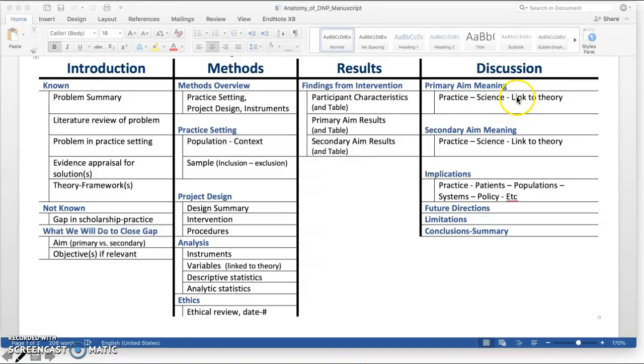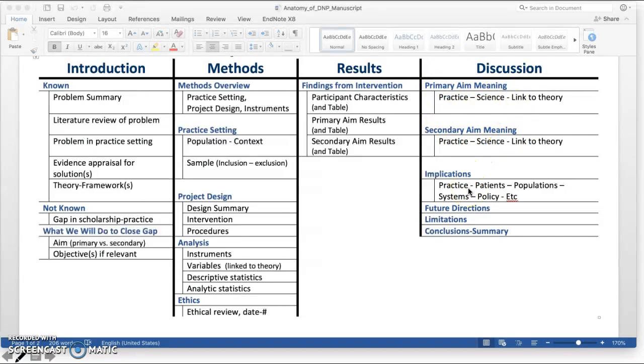And here again, you're going to be linking your discussion all the way back to the background literature and particularly to the theoretical framework or model that you've been using. What are the key points that you need to discuss and explain for the results that you have? How do these results help improve our understanding of the practice setting? How does it advance science? How does it help us clarify or understand the theory? So that's talking about the so what.